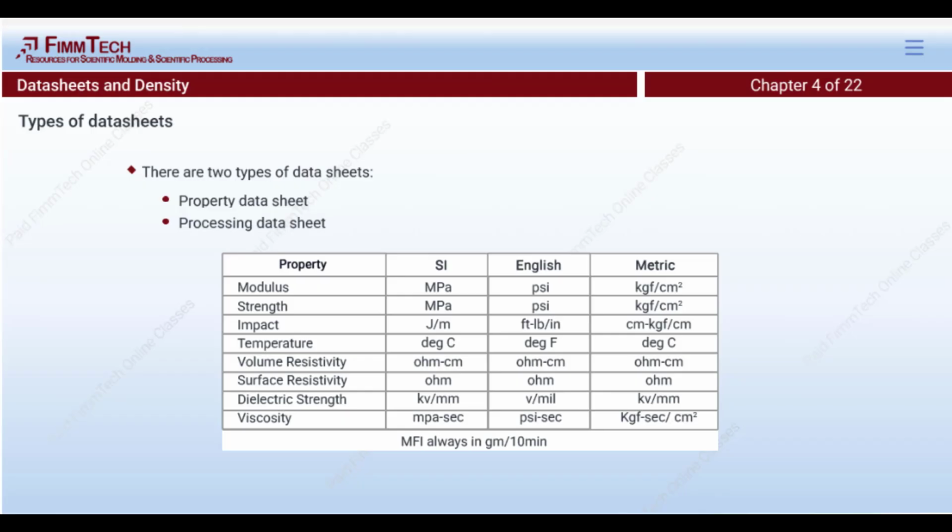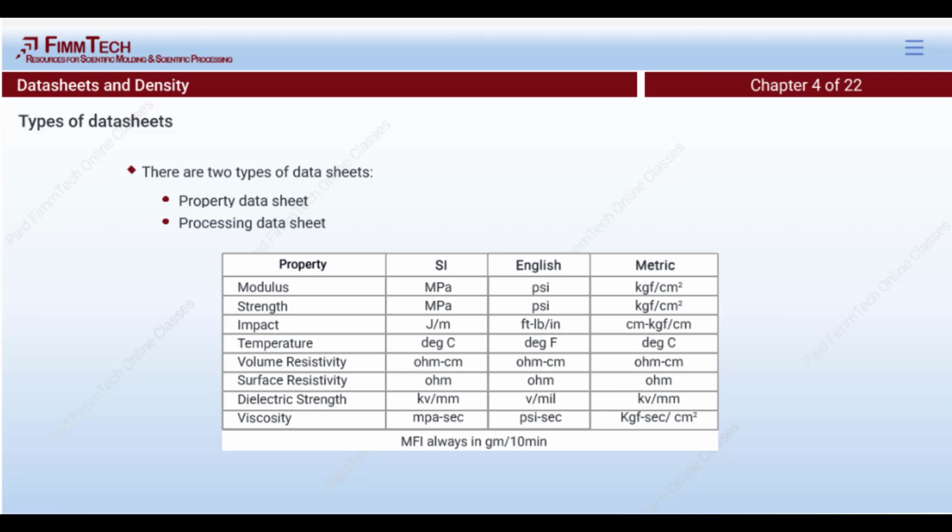Data sheets and properties of plastics are very important from the processing aspect also. There are two types of data sheets that are of prime importance to us. The first one is a property data sheet, and the second one is a processing data sheet. So it's very important that you always look at units.